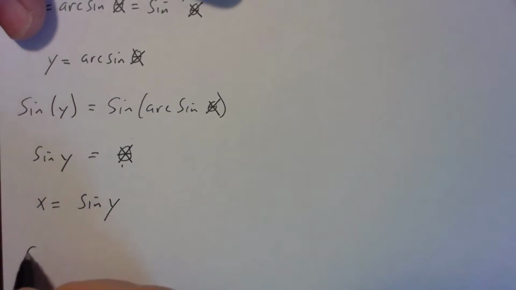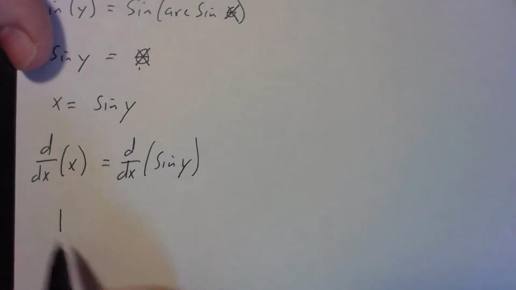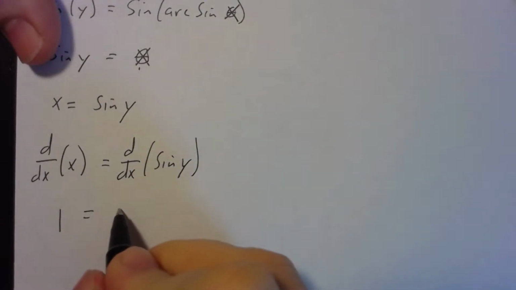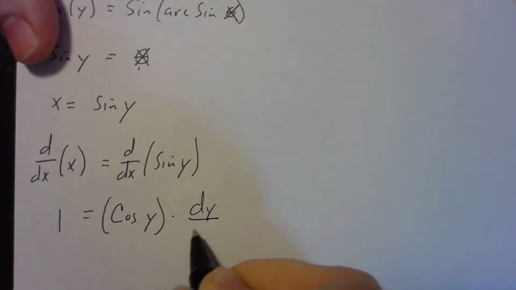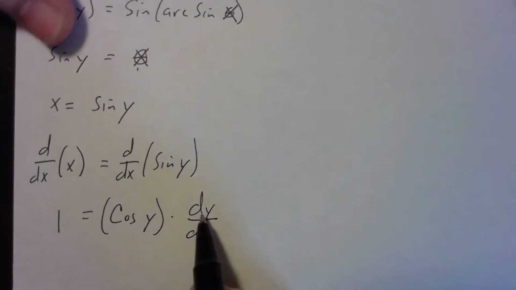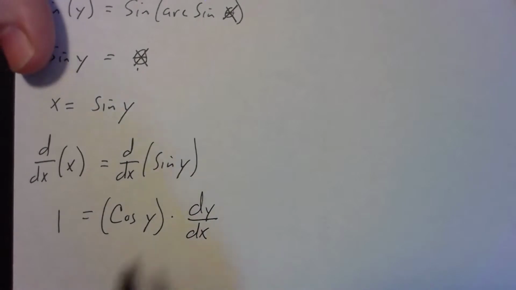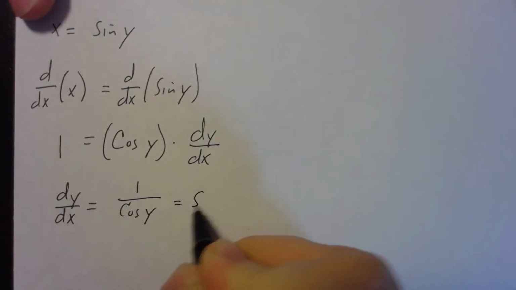So if I go ahead and at this point apply d/dx to both sides of this equation, we will first take the derivative of x. The derivative of x is 1. On this side over here, the derivative of sine of anything is going to be cosine of that anything times the derivative of the inside, so dy/dx. So now at this point, we're going to get dy/dx all by itself. If I do so, I'm going to divide by cosine of y, giving me dy/dx equals 1 over the cosine of y, which is the same thing as secant of y.